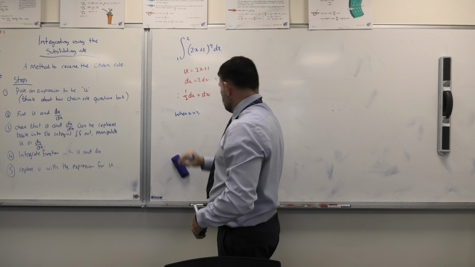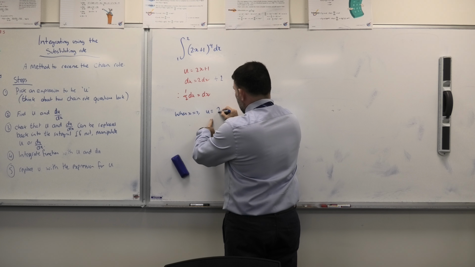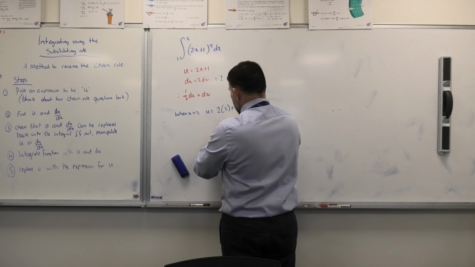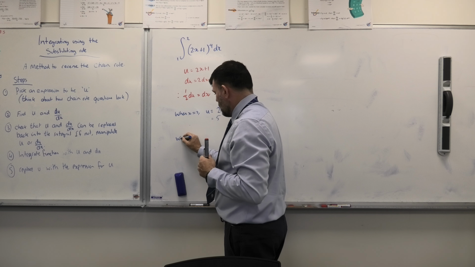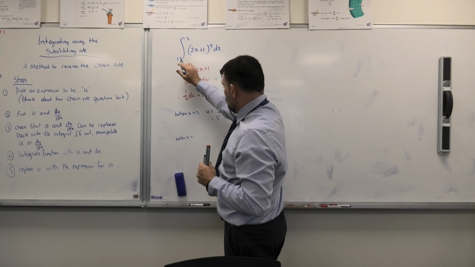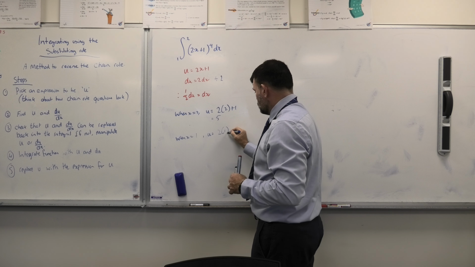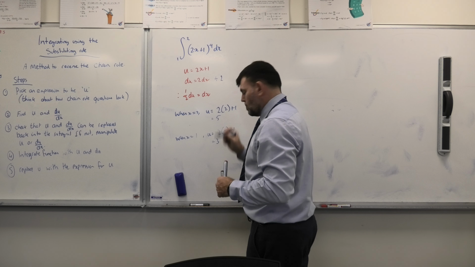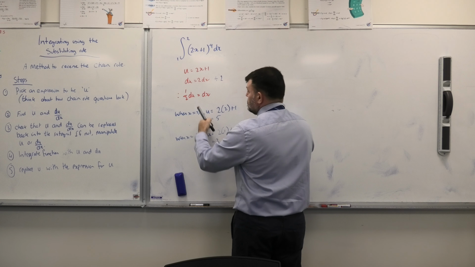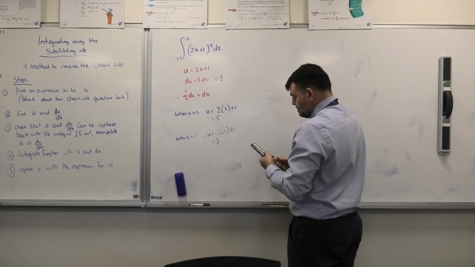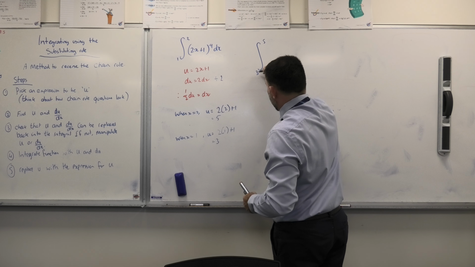When x is equal to 2, what would u equal? Well, u would equal 2 times 2 plus 1, which equals 5. And then when x is equal to 1, u would equal 2 times 1 plus 1, which is equal to 3. So now I have my two limits in terms of u. I can start integrating. So I've got 5, I've got 3.